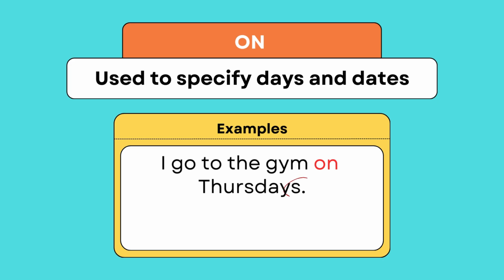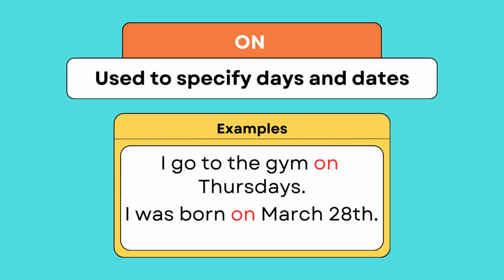It is also used to specify days and dates. I go to the gym on Thursdays. When we make Thursday plural, this means we do it almost every Thursday. It can also be used for dates, like I was born on March 28th.